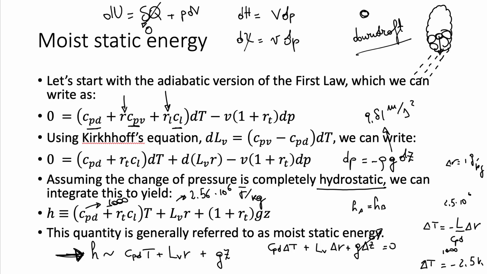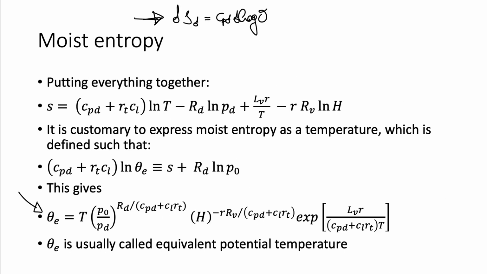In summary, this is why we care so much about moist static energy. Equivalent potential temperature enjoys similar properties. There are approximate formulations of equivalent potential temperature that make it a little bit more manageable. But this is also a variable that is conserved under adiabatic processes. And so it can be useful for many different applications.